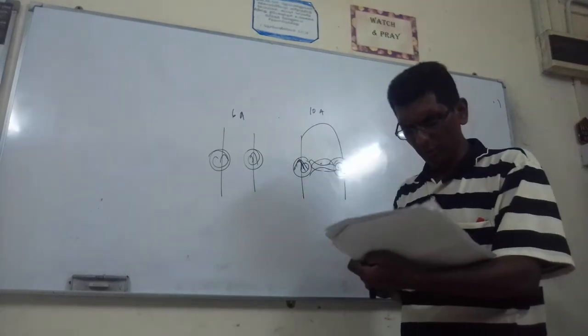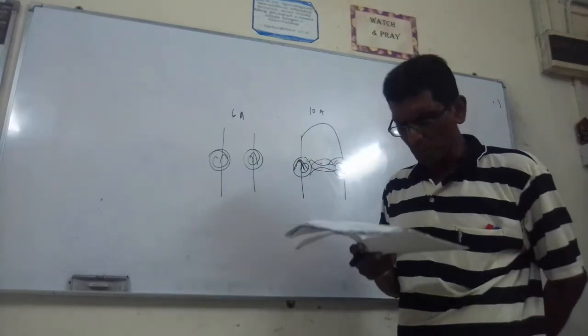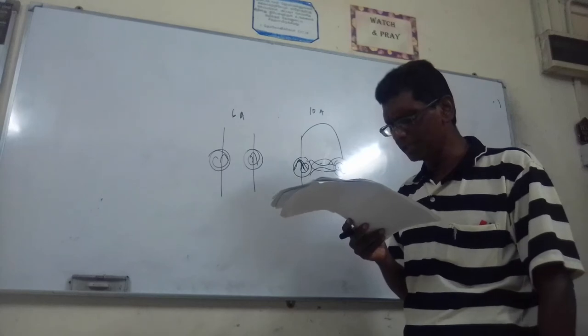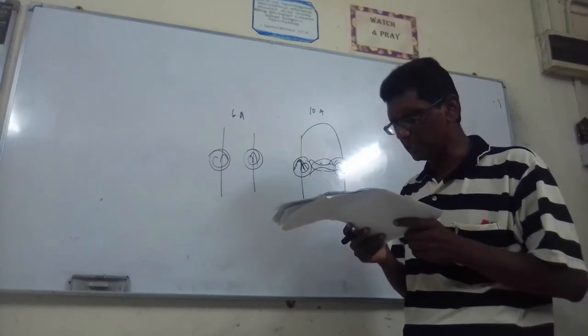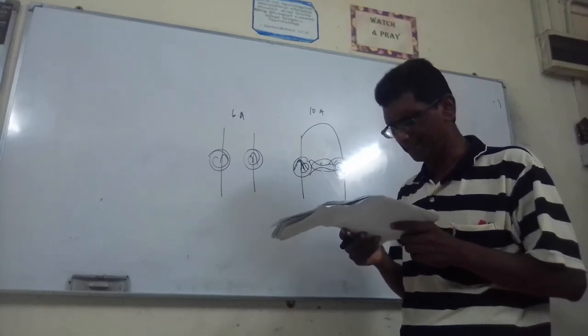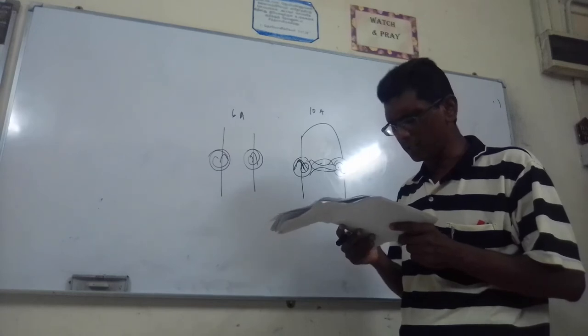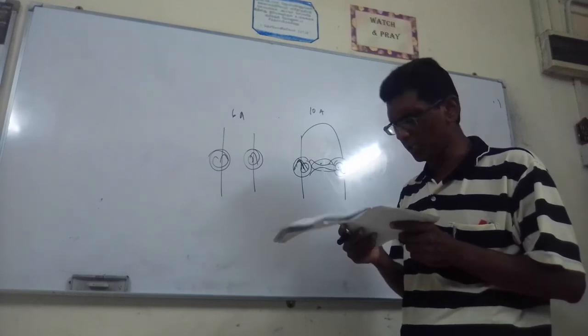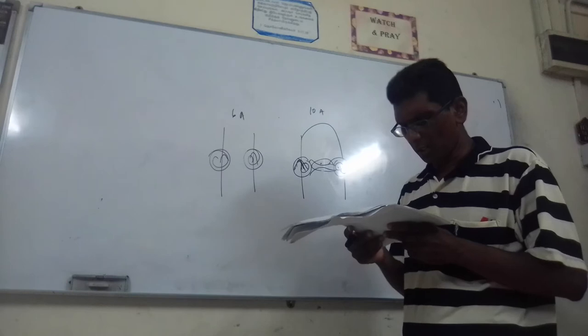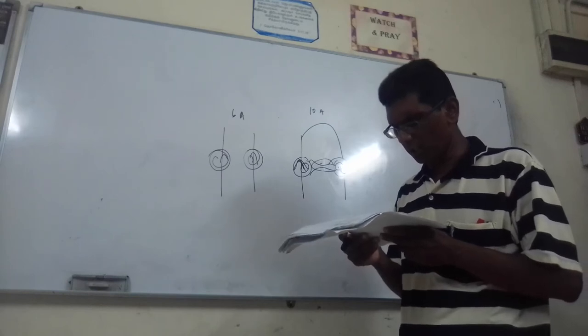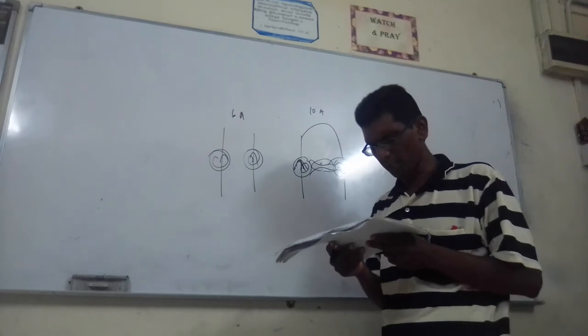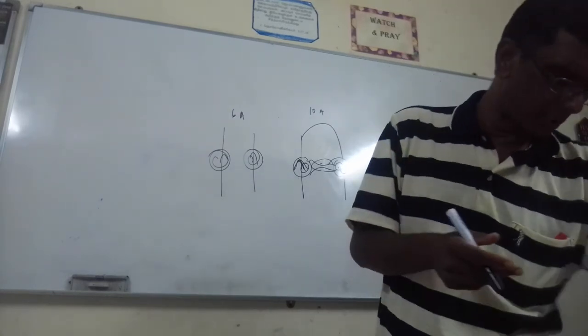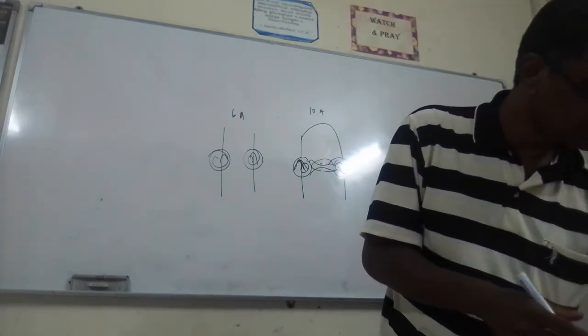Okay, now we are going to do question number 7. P and Q are two wires carrying currents perpendicular to the base. The direction of the magnetic field at the position between the two wires is shown. Which of the following shows the direction of the current and the magnitudes? Okay, P and Q. This must be P.